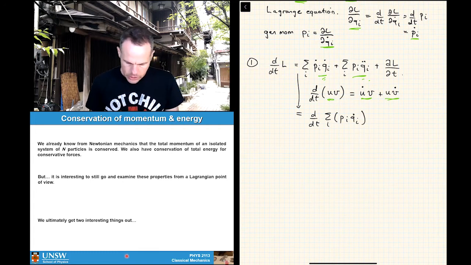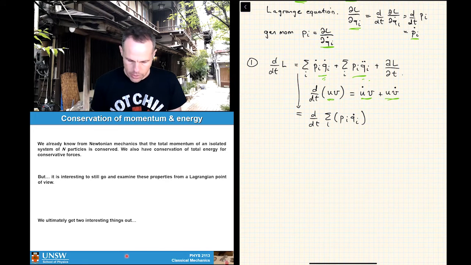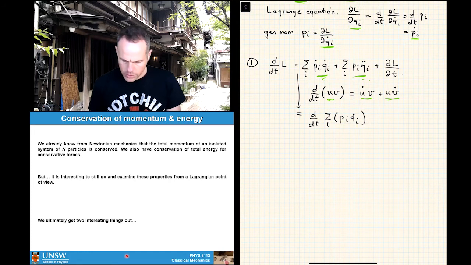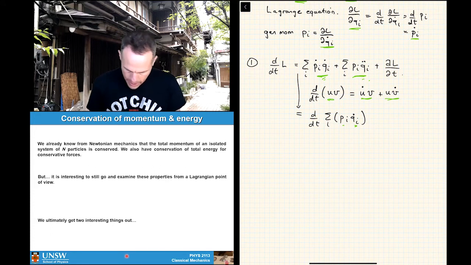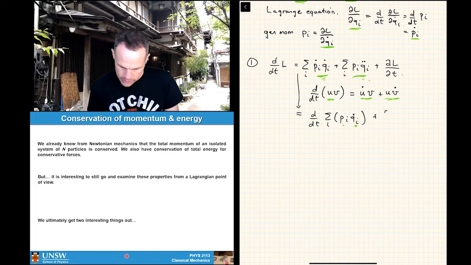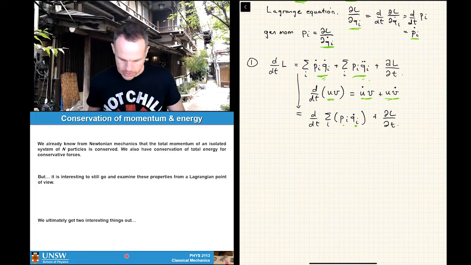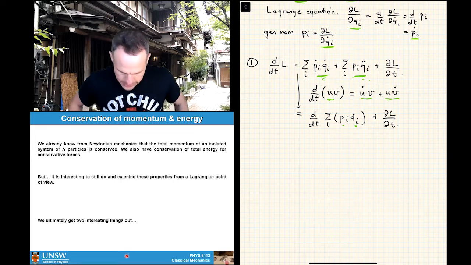And so let's just check that this works. What I should get is a dot on the p_i and keep the q_i dot. So that would give me this term on the left here, p_i dot q_i dot. And then if I take the dot on the second term here, this time I'm going to get p_i q_i double dot, and that gives me my p_i q_i double dot up there, okay? And then I'm going to carry this last term on the end down, so this is ∂L/∂t, just here, okay? Fairly simple transition here.